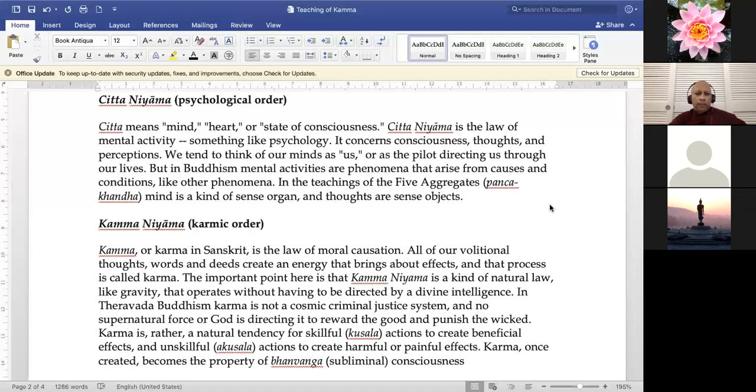And then alaya in Sanskrit is a storehouse, any place that stores anything. In Sanskrit, pustaka alaya, the storehouse of books, that is a library. So alaya, the storehouse. So alaya vijnana is the storehouse consciousness, and it is the bhavanga consciousness in Pali. So it is the same thing.